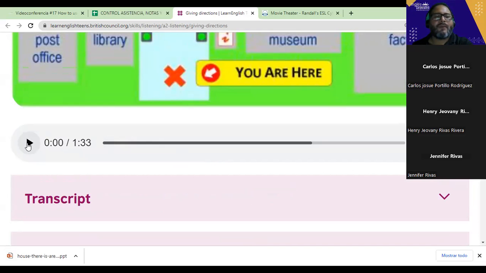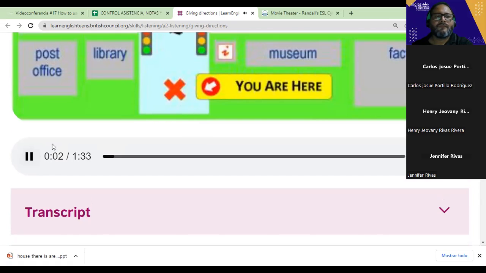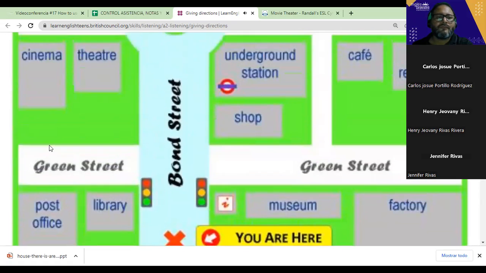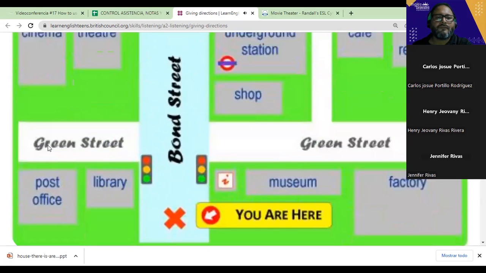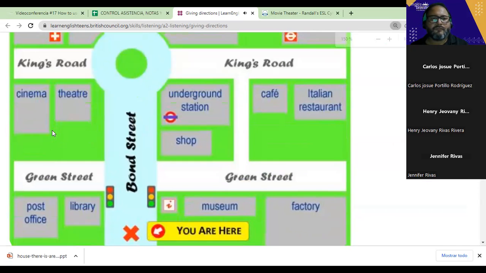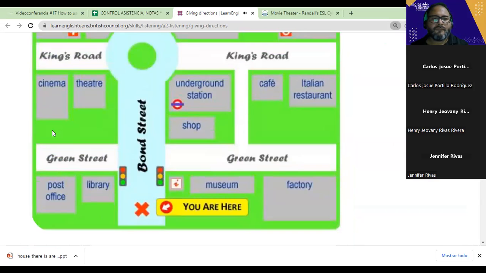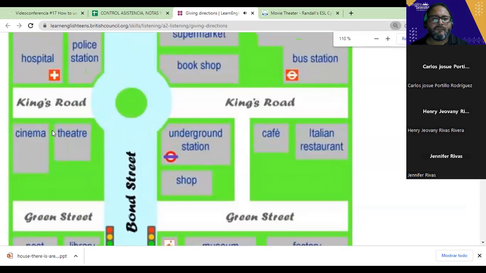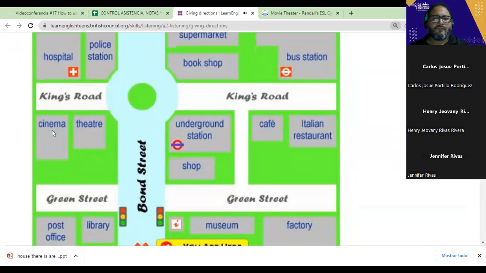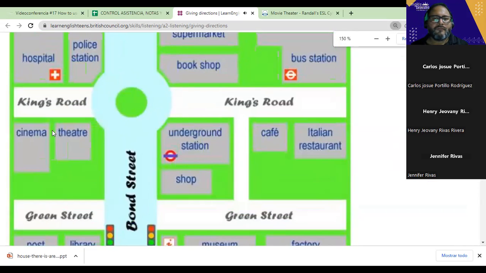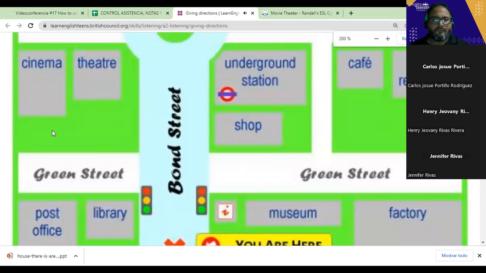Listen to it, please. A. Go straight on, then take the first left onto Green Street. Walk past the library, and it's the building next to the library on the left. B. Go straight on, go past the traffic lights, you'll see a shop on the right. Go past that, and it's on the right next to the shop.